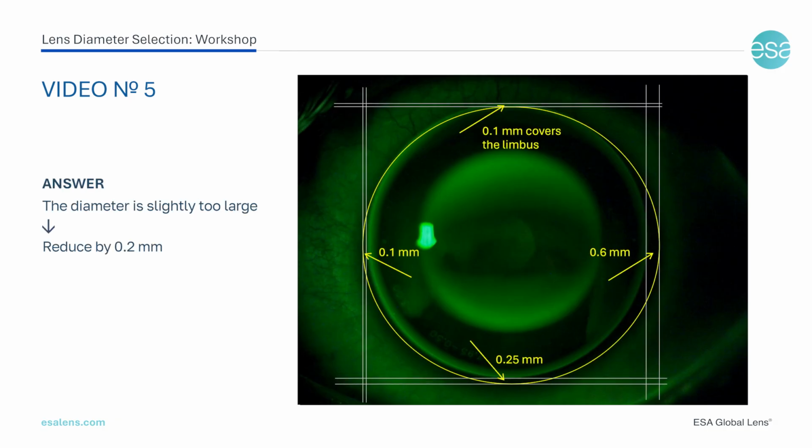The total gap at the top and bottom is 0.15 mm, meaning that the lens is almost touching the limbus. At the same time, the total horizontal clearance is 0.7 mm, so slightly below target, which would be acceptable if the vertical clearance was adequate. Given the insufficient vertical gap, the diameter should be reduced by 0.2 mm.